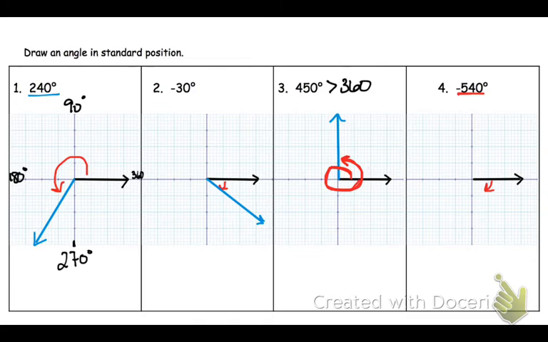So the difference between 540 and 360 is, of course, 180. The negative in front just indicates the direction that I'm going. So I know I'm going to stop with my terminal side at 180 degrees. But I need to indicate that I have gone one full rotation plus 180 more.